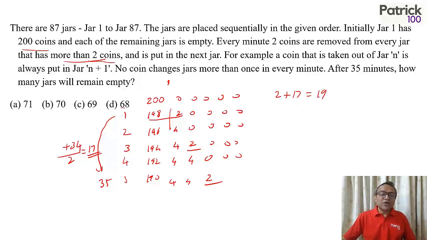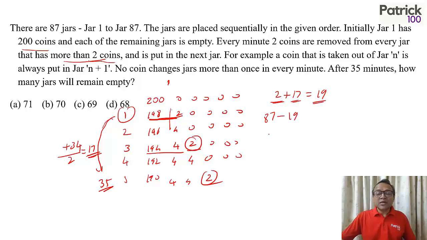I repeat, in the first minute 2 jars are filled, and after every 2 minutes 1 more extra jar is filled. So in 34 minutes, from 1 to 35 minutes, 17 new jars are filled. Already 2 jars are filled in the first minute, plus 17 new jars, so a total of 19 jars are filled. When 87 jars are there and 19 are filled, how many are not filled? 68 are not filled, option D.